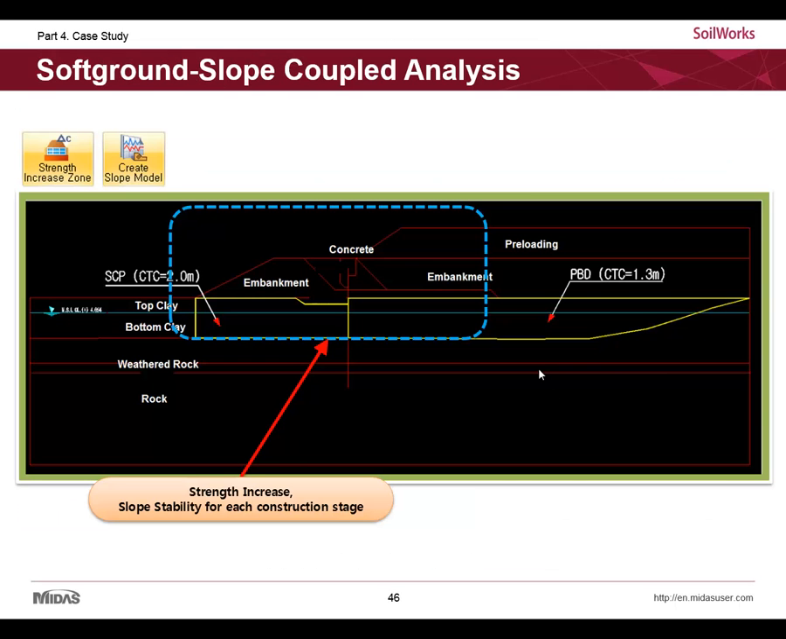So this case study is for coupled analysis. The stability analysis must be performed both short-term and long-term. It means that we need to check the stability right after construction before accounting for any increase in strength, and long-term stability after accounting for the increase in shear strength of soft ground. So in SoilWorks, we can check the stability before and after accounting for the increase in strength with slope models generated automatically.